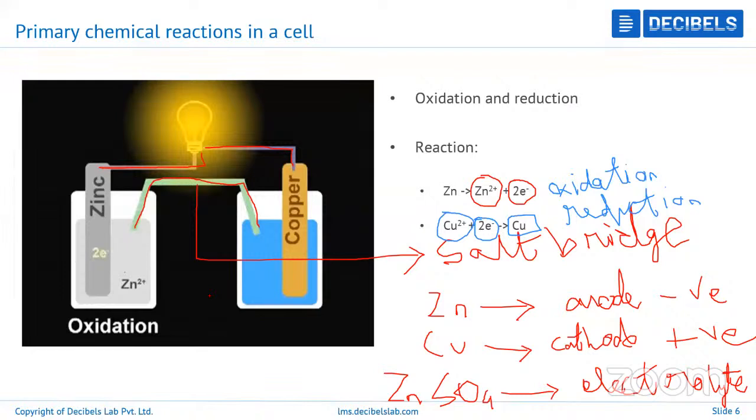Collectively these reactions are called redox reactions. They have to occur at the same time inside the cell, so that there is no charge imbalance, no ions left out, and no reactions left incomplete. For that purpose, the redox reactions always occur simultaneously. This is how a simple electrochemical cell works, and this is an example of a Daniel cell.